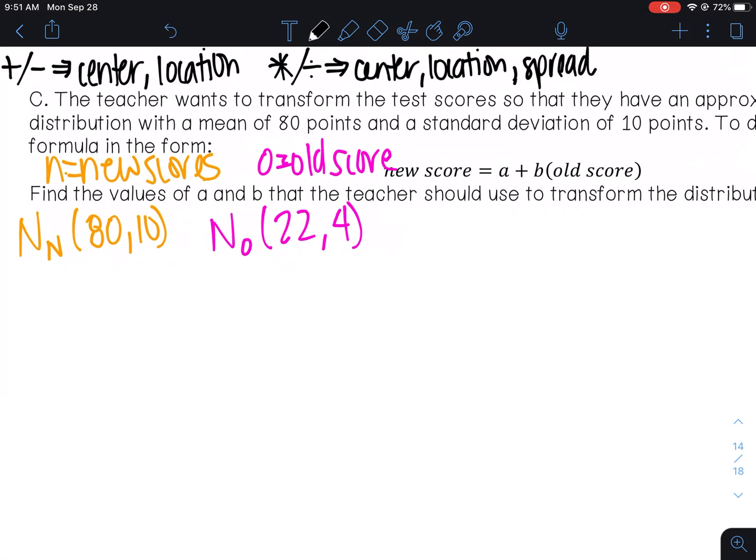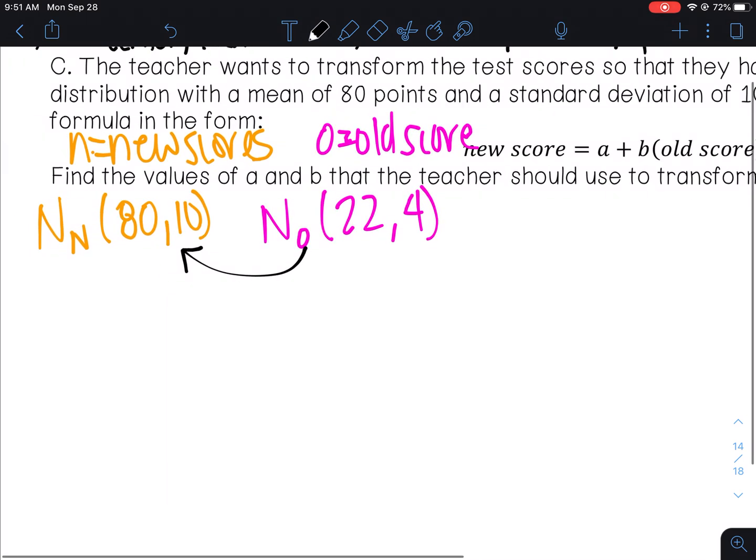So she wants to find the values of A and B so the teacher can transform this data. She knows where she started and where she wants to end. She's going from here to here. We need to figure out what A and B are. Essentially, we should be thinking back to Algebra 2, how we need 2 equations to solve for 2 unknown variables. But we also want to fill in what we have. So this is very similar to the taxi problem in the 2.1 and 2.2 classwork. It should have been the last one.